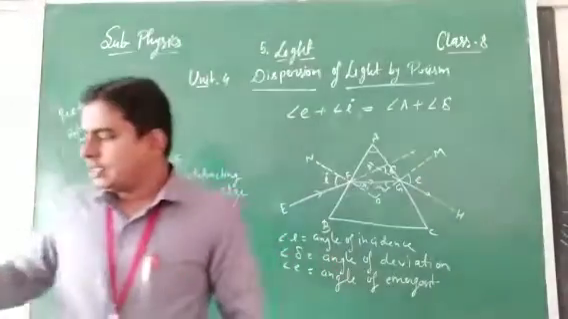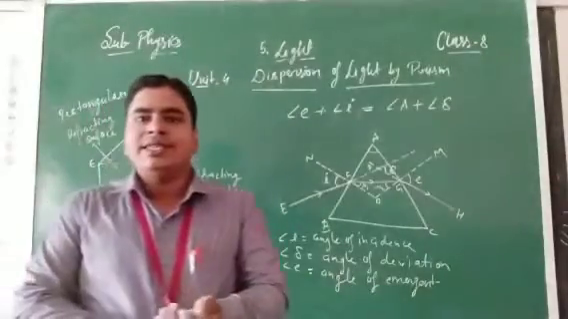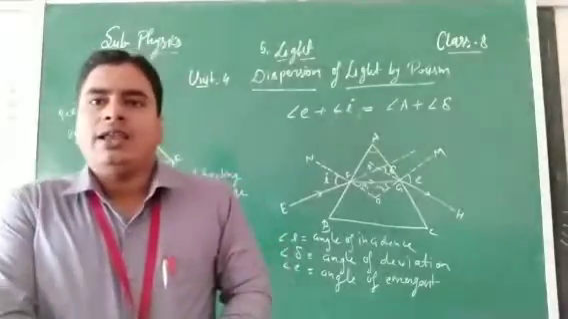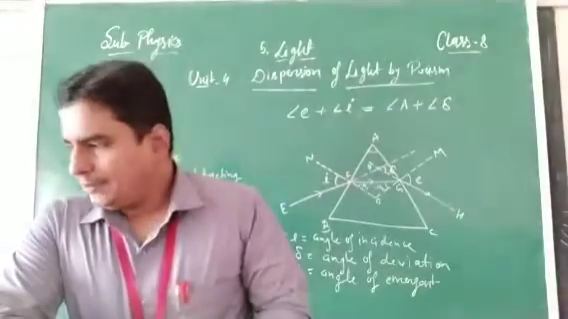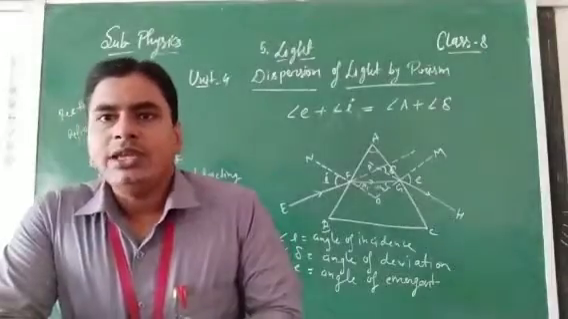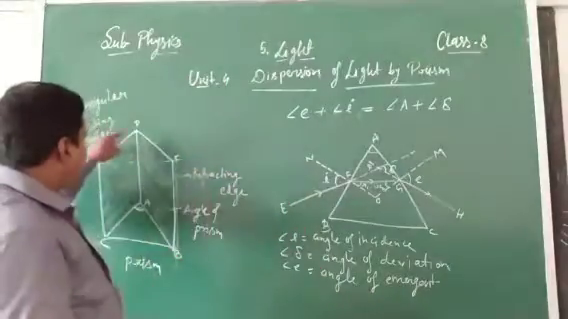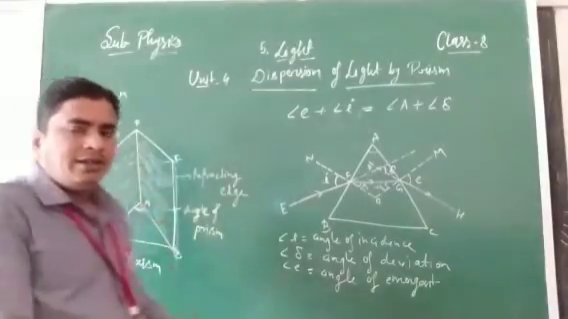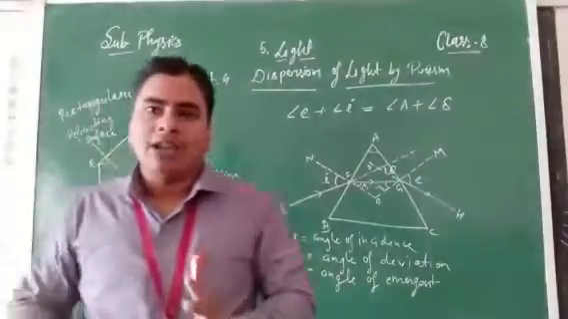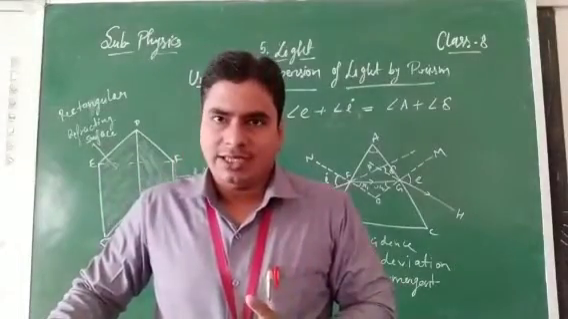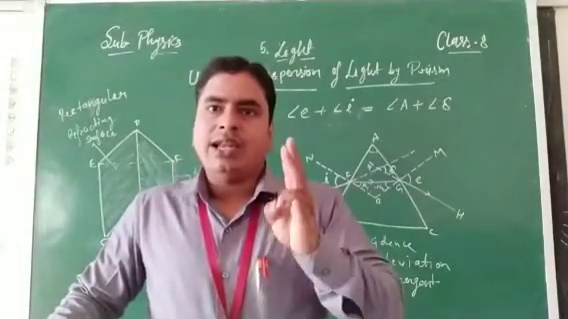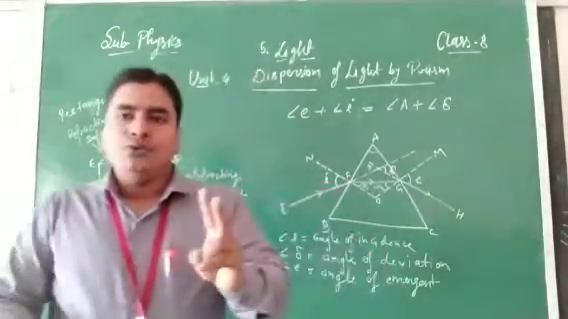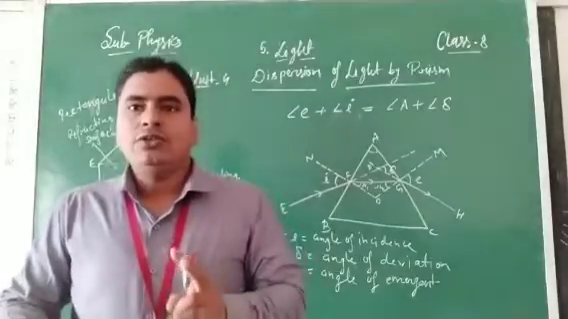You know prism? What is the prism? Basically, a prism is a piece of glass material, or you can say any transparent material, which has two triangular faces opposite to each other and three rectangular faces. The three rectangular faces are inclined to each other at the same angle, and there are two triangular faces.